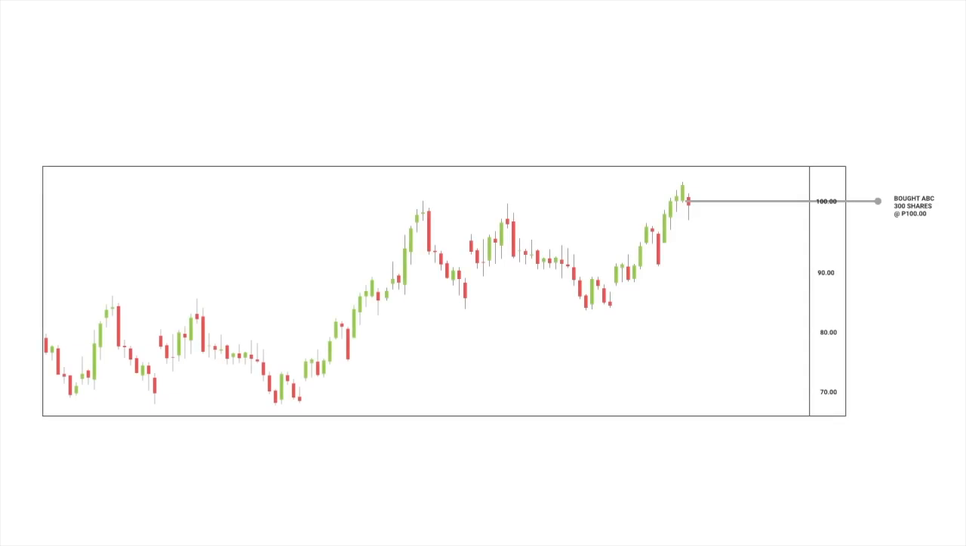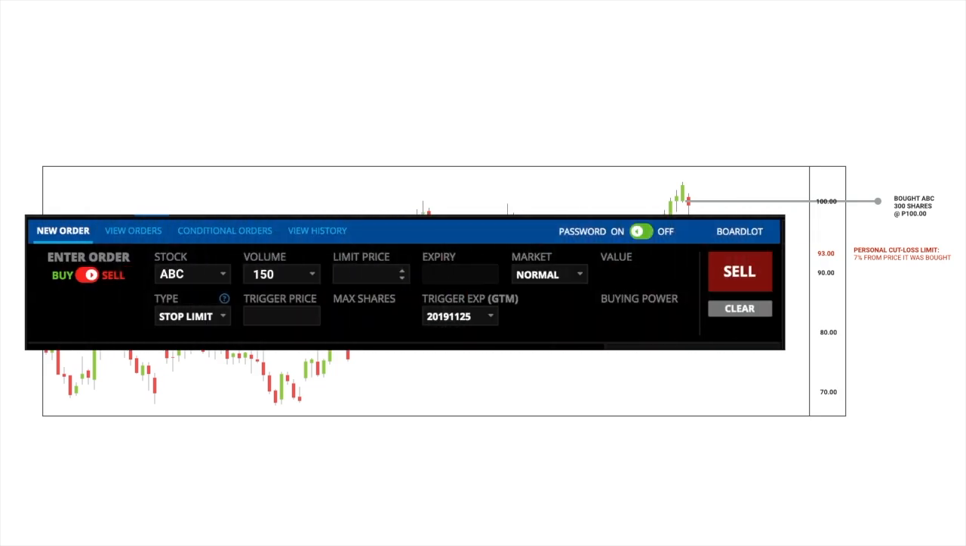Let's say I had bought 300 shares of ABC Corporation at 100 pesos. Based on my personal trading rules, let's say my initial cut loss limit is 7% or 93 pesos. And I want to sell at least half of my shares if the price drops to my cut loss limit. I would set 93 as my trigger price to sell 150 shares.